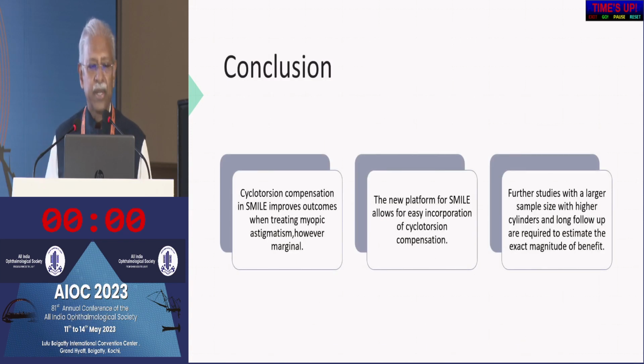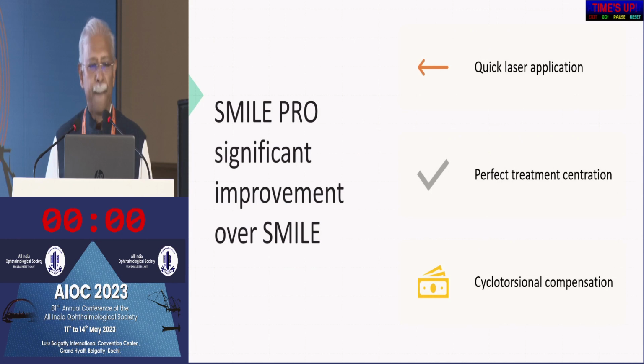So the conclusion is that cyclotorsion compensation in SMILE improves outcomes when treating myopic astigmatism. The new platform will probably give you much better results, and we need longer term studies with larger groups to get the absolute truth of the matter. So finally, quick laser application, perfect treatment centration, and cyclotorsion compensation are the icing on the cake.